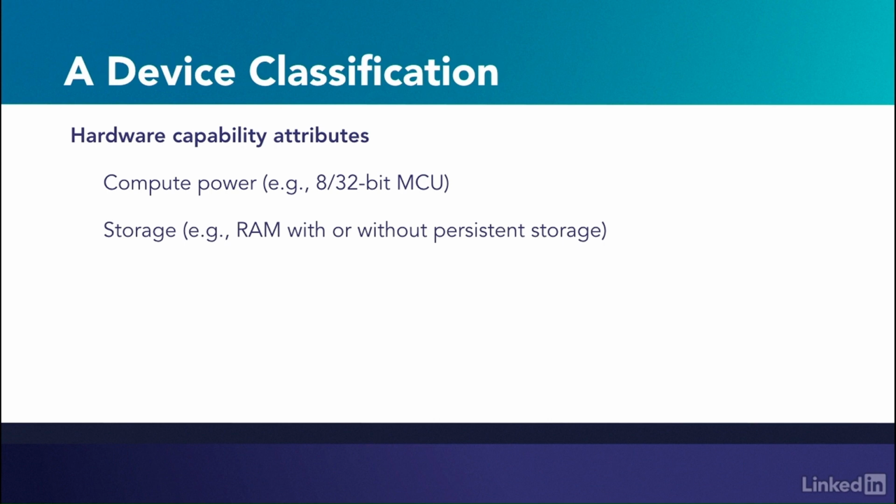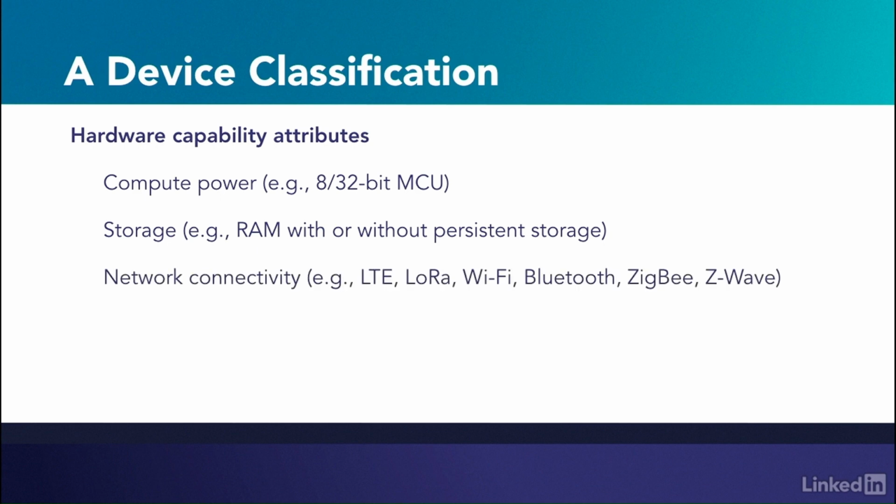Storage. For example, a device may have tens of kilobytes of RAM, or hundreds of megabytes of RAM. A device having persistent flash storage allows us to provision it with security credentials easily. As another example, if a device doesn't have persistent storage, the device may not be able to update firmware remotely. Network connectivity options. For example, some devices have LTE or LoRa radio interfaces, some have Bluetooth or Wi-Fi radio interfaces, and some have Zigbee or Z-Wave radio interfaces.